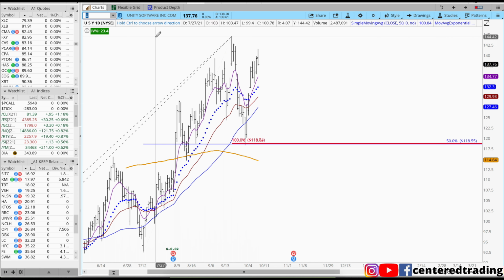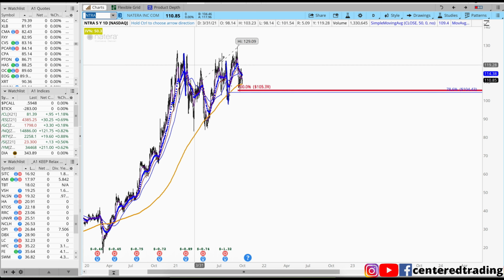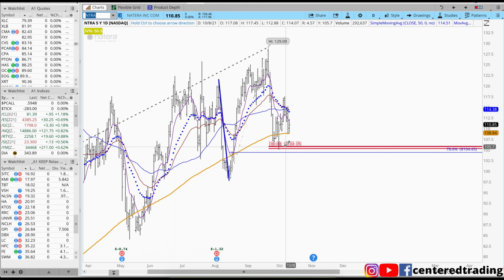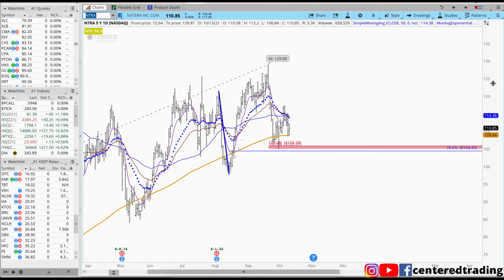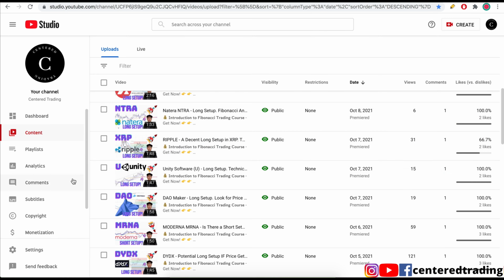Natera. This one is still holding against that symmetry support, so stay in this chart, follow through on the trading plan.